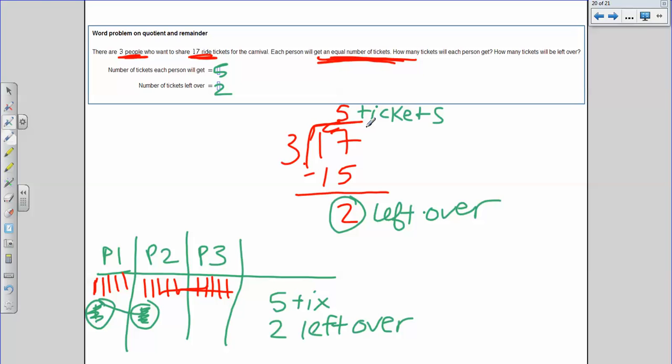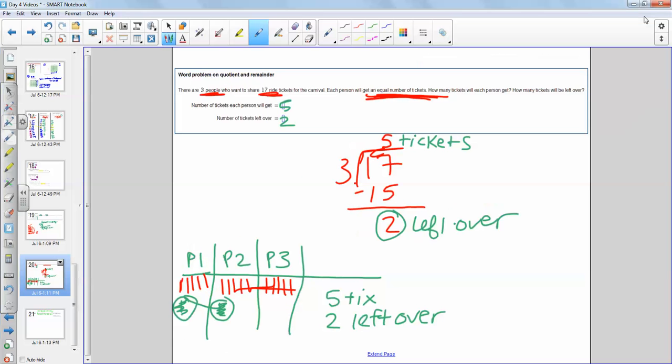Heck yeah. So we just solved 2 word problems on quotient and remainders. So nice work, and we will see you next time.